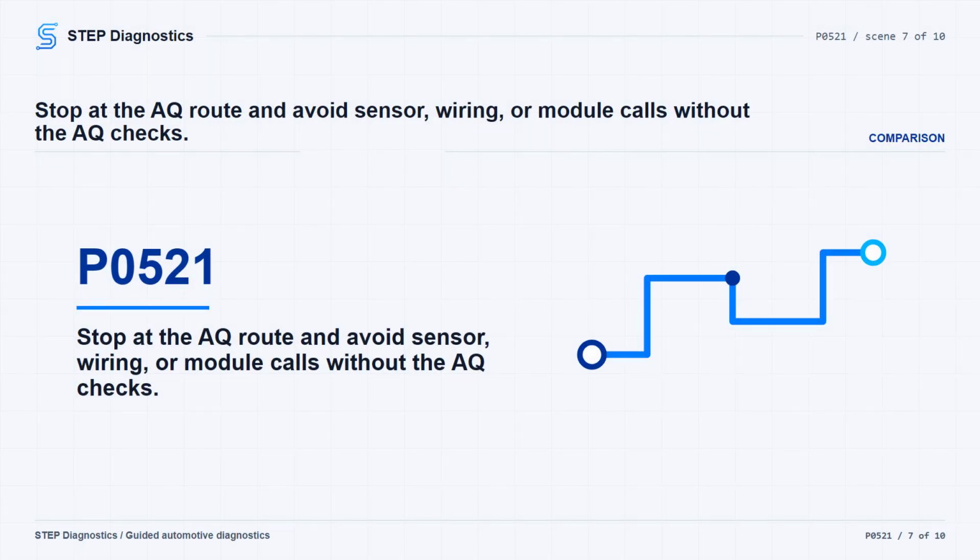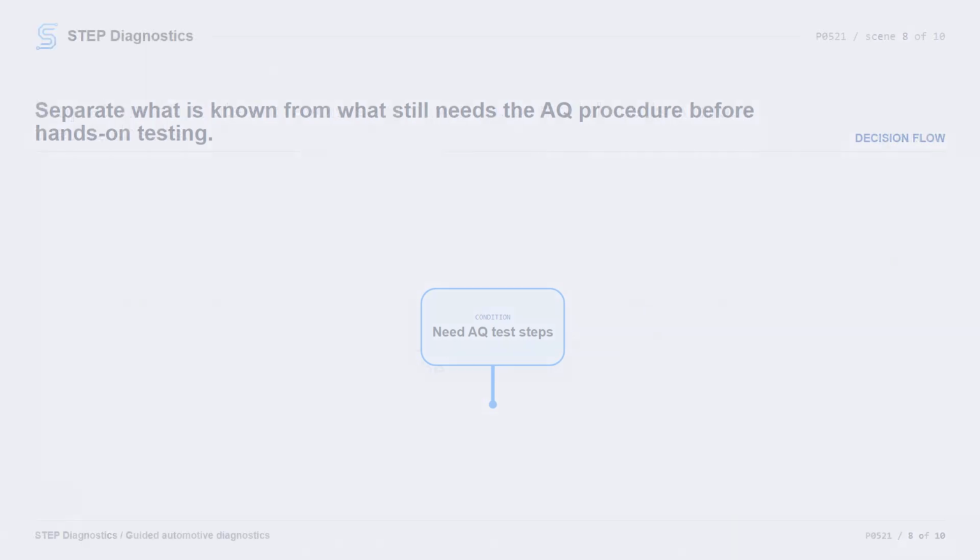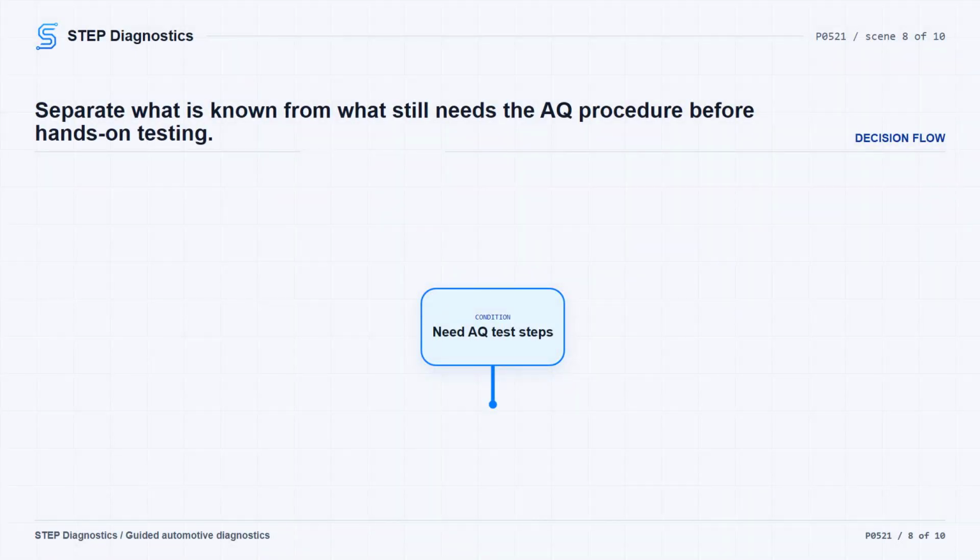The diagnostic routing gets us to pinpoint test AQ, but the actual AQ checks, branch outcomes, connector checks, measurements, and repair decisions are not available in this path. So the safe move is to stop at the routing decision, get the complete AQ procedure in front of you, and avoid guessing at sensor replacement, wiring calls, or PCM conclusions without the specified checks.